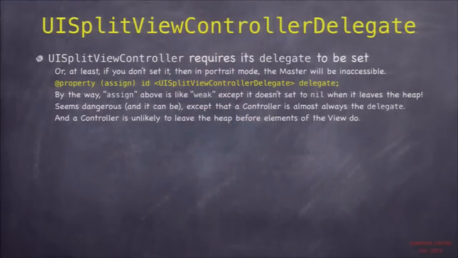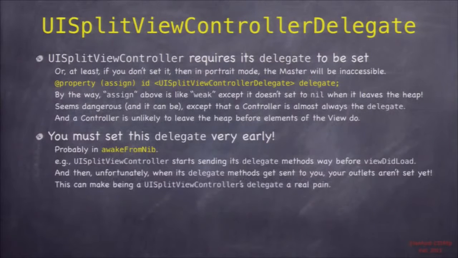And so one thing that's kind of interesting about split view controller, similar to table view data source, is it requires its split view controller delegate to be set. Okay, and why is it required to be set? The answer is portrait mode. And I'm going to show you this in some pictures in the next couple of slides, why you need the delegate. The delegate is annoying. It's the most annoying delegate in all of iOS.